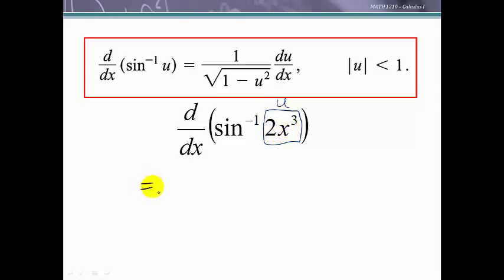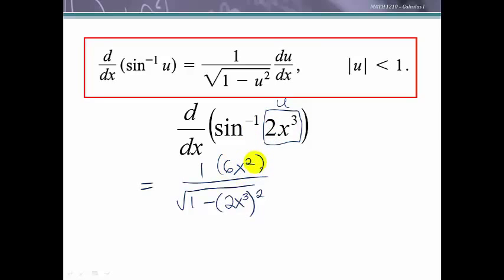So in computing this derivative, it's going to be 1 over the square root of 1 minus, right here we need to put in 2x to the third and square it, and then we need to multiply that by the derivative of this stuff, and the derivative of this will be a power out in front multiplied by the 2, giving me a 6, x to the power decreased by 1. So our derivative is going to be 6x squared over the square root of 1 minus 4x to the 6th.